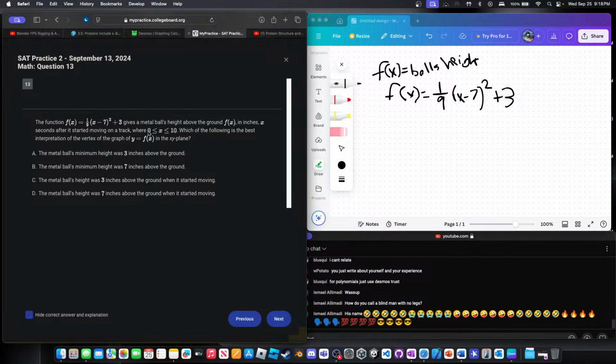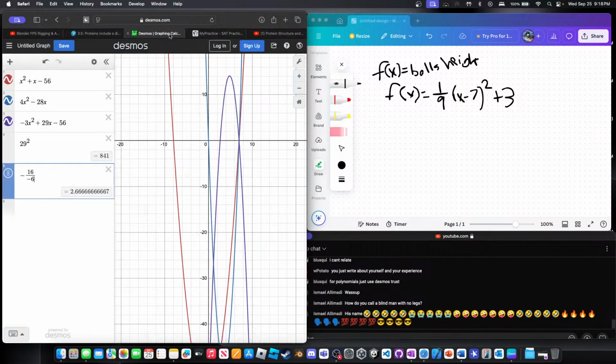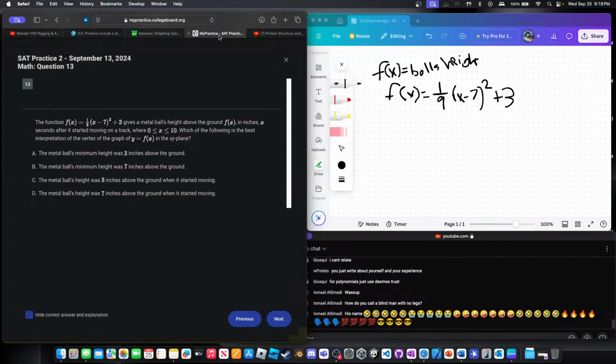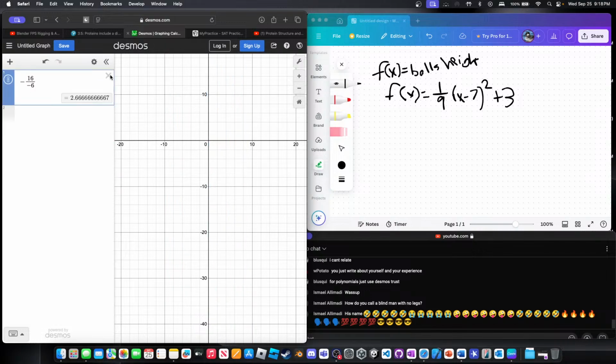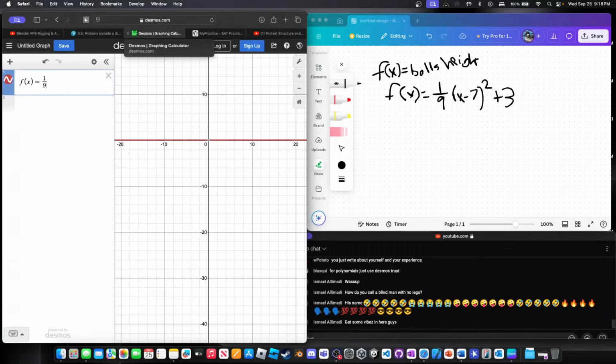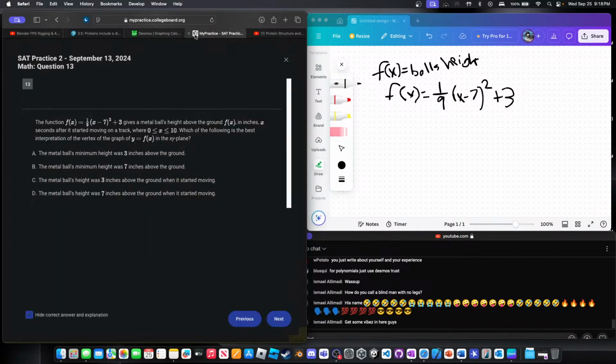Okay, we're given an inequality here. Which of the following is the best interpretation of the vertex of the graph y is equal to f of x on the xy plane? Okay, so let's do it the Desmos way first, like you guys have mentioned. Let's get rid of all this. f of x is going to equal 1/9.